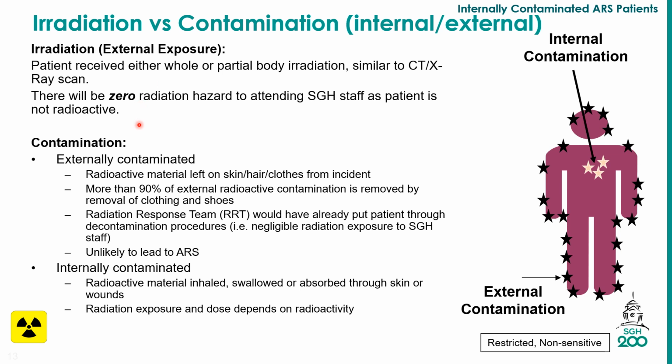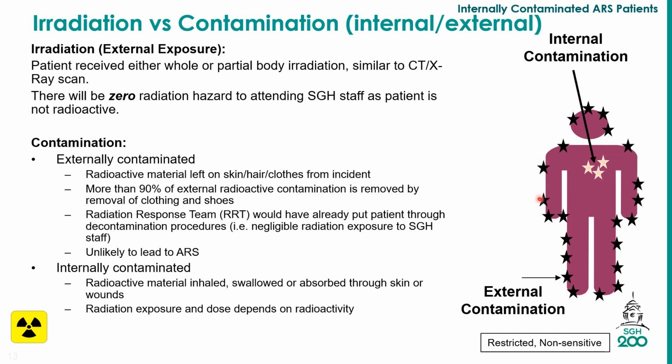Now let's talk about contamination. As you can see in this slide, contamination has two types: external contamination and internal contamination. Very quickly, internal contamination is when radioactivity has entered the patient's body. It may have manifested itself inside the heart or the bone of the patient, and it is not going to come out of the casualty.